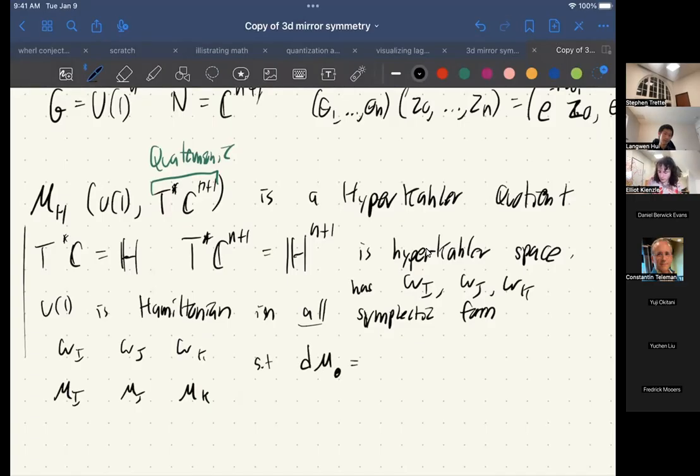So for any I, J, and K, the exterior derivative of this function is the same as contracting the symplectic form with that given I, J, or K by X, which is the generator of the U1 action.